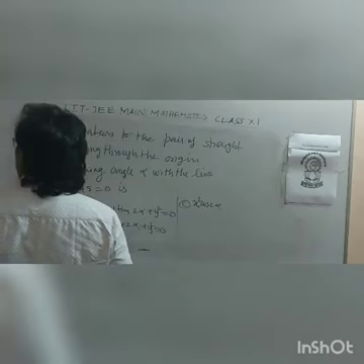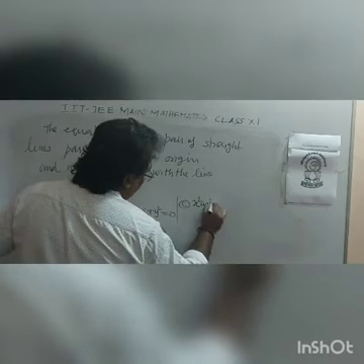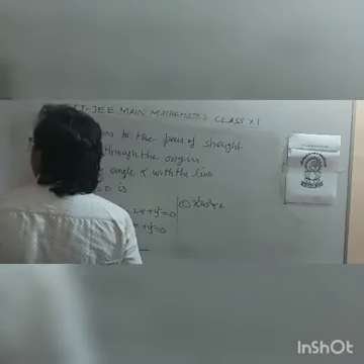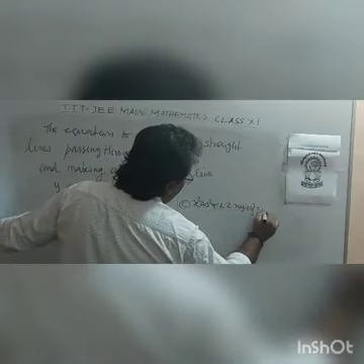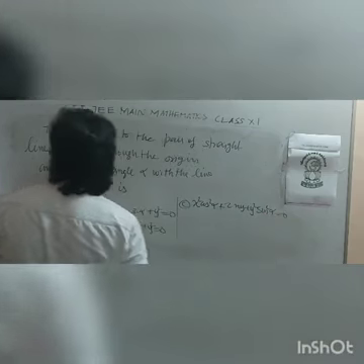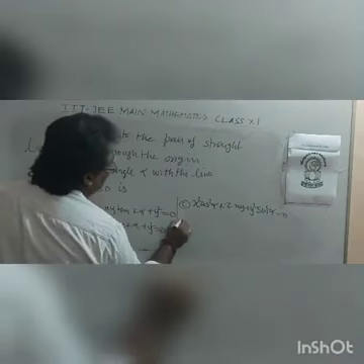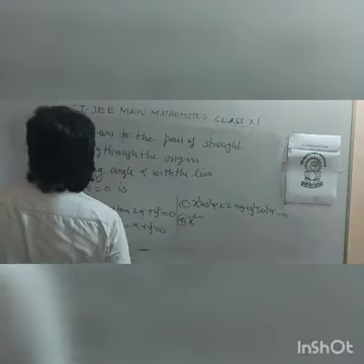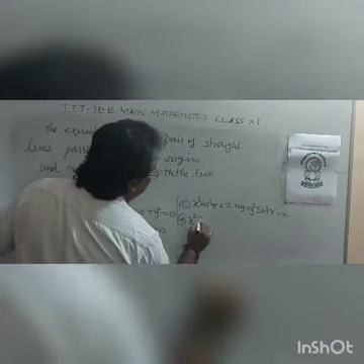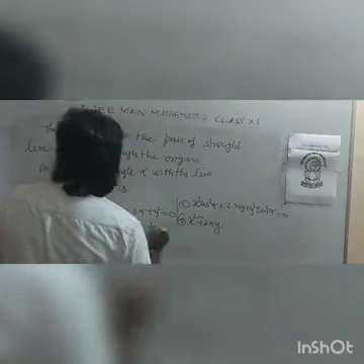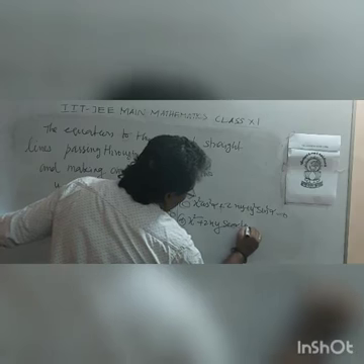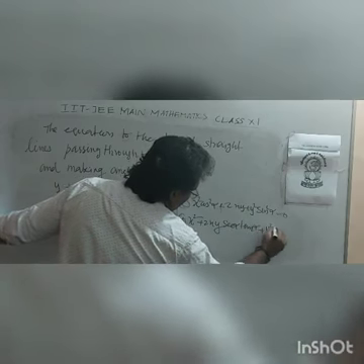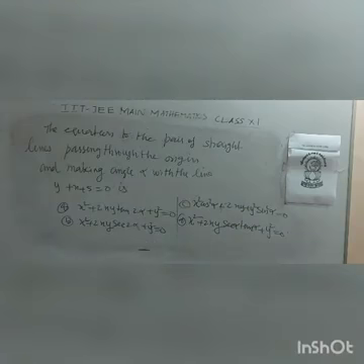Or x squared cos squared alpha plus 2xy plus y squared sin square alpha equals 0. Or x squared plus 2xy secant alpha into tan alpha plus y square equal to 0.